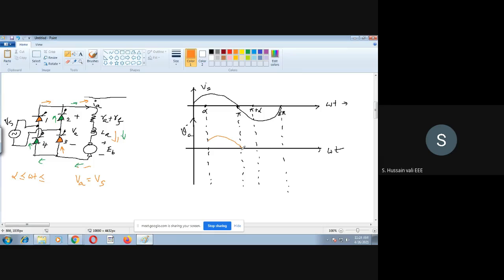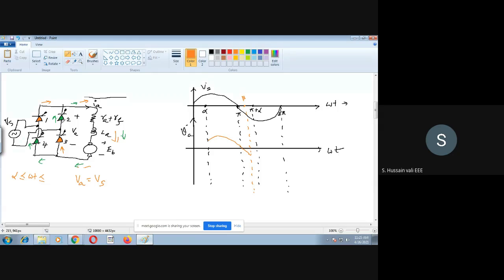At omega t equal to pi, you will find the supply voltage is negative, but still there is some energy present in the motor inductor. That energy will force 1 and 3 to conduct for some further time. So in that case, Va is equal to Vs. It will continue further. But what we have to find out is that this energy will be over at some angle beta. So this is beta. At beta it will be over.